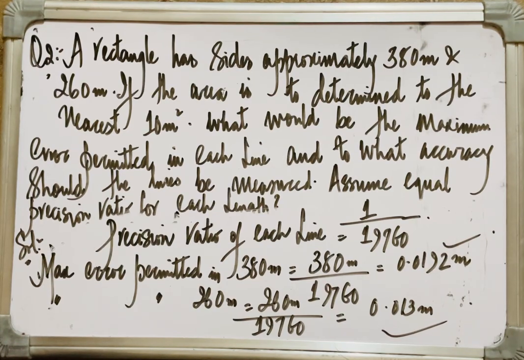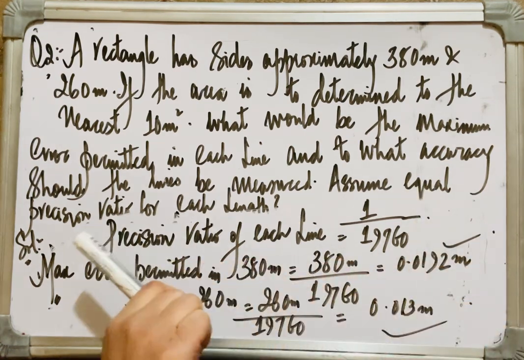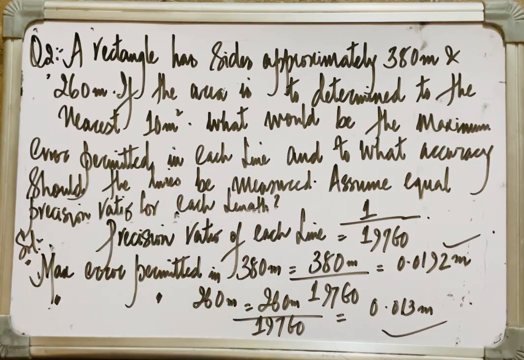So we calculated the maximum error permitted in each individual length as well as the precision ratio of each line, which was the same, because we had to assume that there is equal precision ratio for each line, and that was equivalent to 1 by 19760.